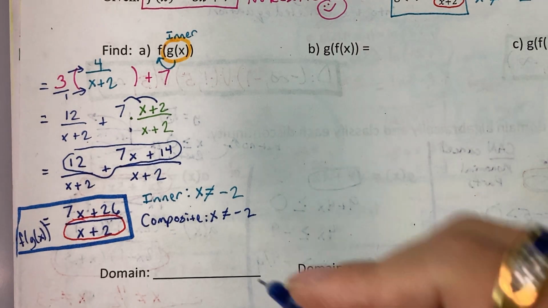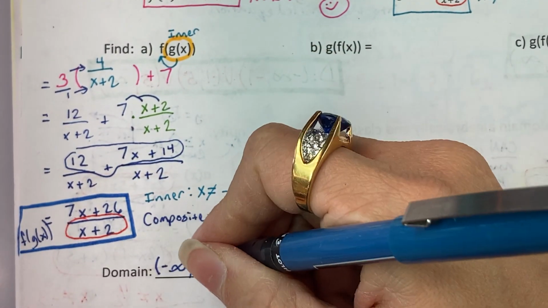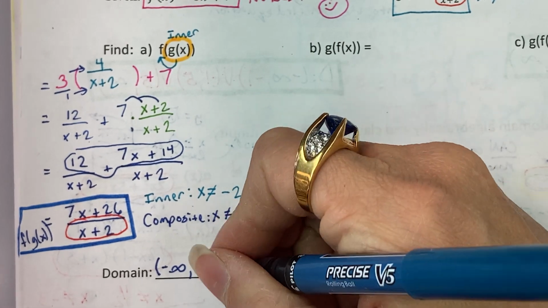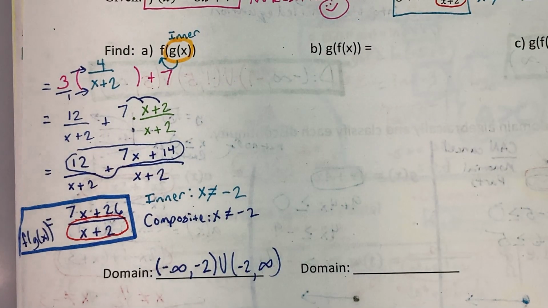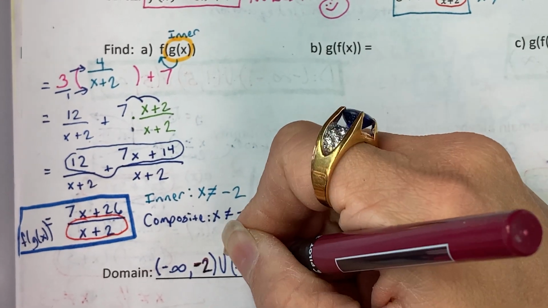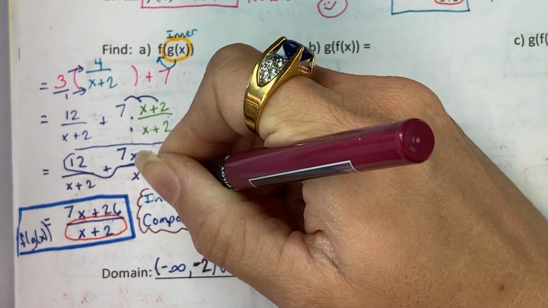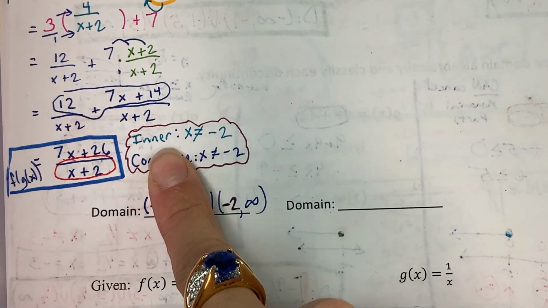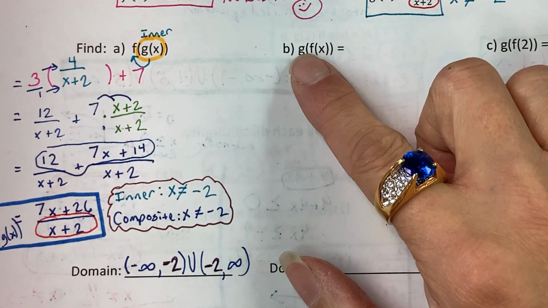So my domain will be -infinity to -2, parenthesis, union -2 to infinity. So actually, folks, I'm going to make this a different color to show you that this -2 we determined from both of these restrictions. So this is what led me to that. Congratulations, we have now done our first composite function with our first new domain. So let's go ahead and move to streamlining in the other direction.